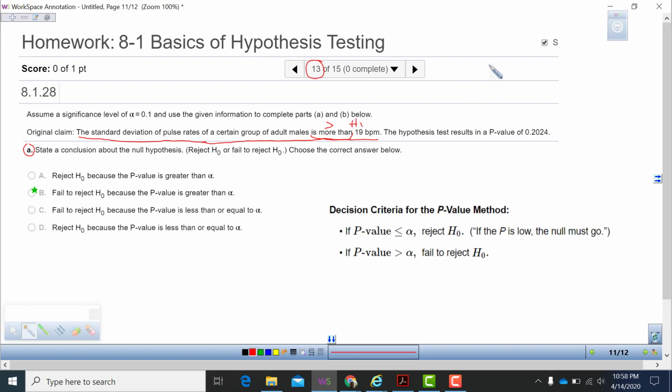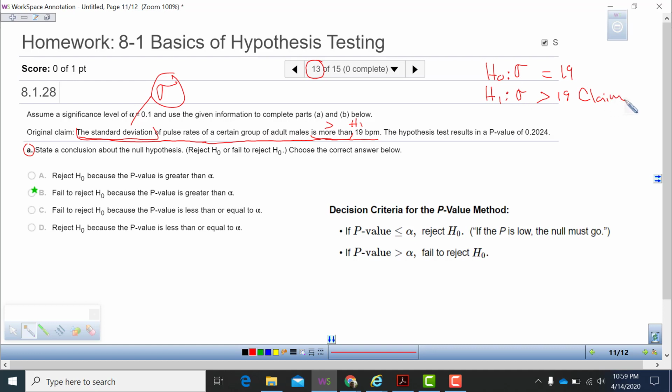Remember, the null hypothesis only contains equality. So that must be going on the alternative hypothesis. Now the symbol we use, the parameter we use, is the standard deviation. So we have to use sigma. Sigma is for standard deviation. And the number is 19, right? So this is how you formulate the null hypothesis and the alternative hypothesis. And the claim is here.